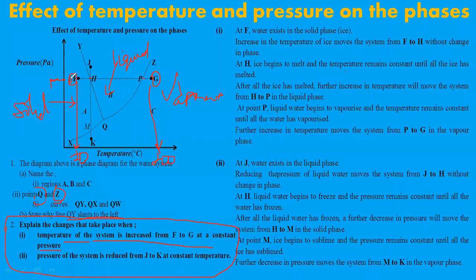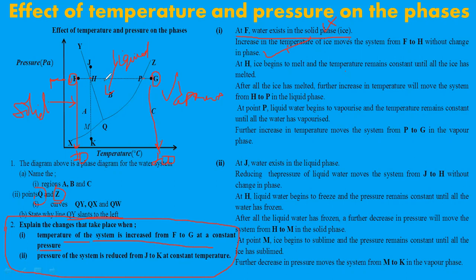So we shall say at F, that's the first thing you tell us. At point F, what exists is the solid phase. That gives you half a mark. You tell us what exists at point F. Then you tell us what happens when you increase temperature. Increase in temperature of ice moves the system from F to H without changing phase. That statement gives you half a mark. Are we together?